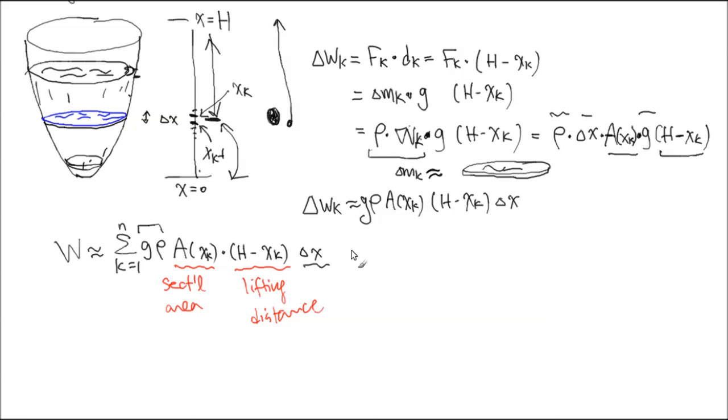So if you really chop it up into thin layers of water, it's supposed to be this definite integral value, right? Gravitational force and density, mass density, and this sectional area, and h minus x, and the dx. There's no xk, just x.